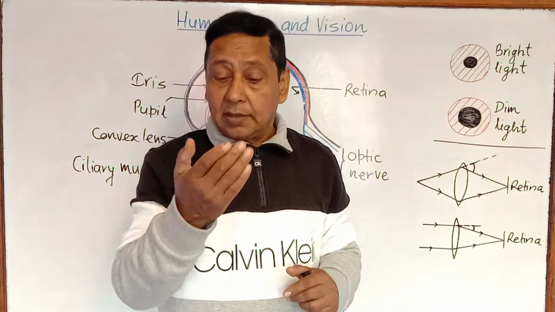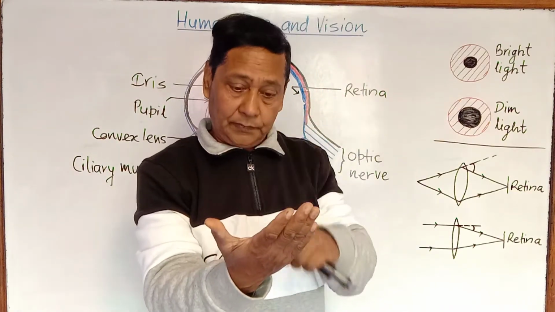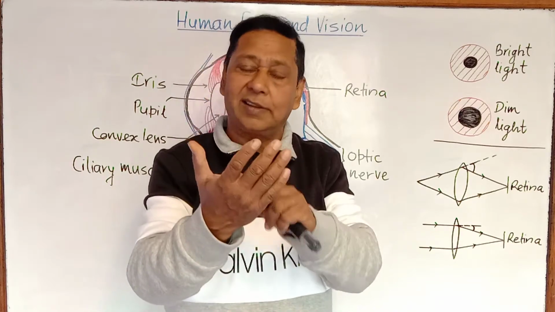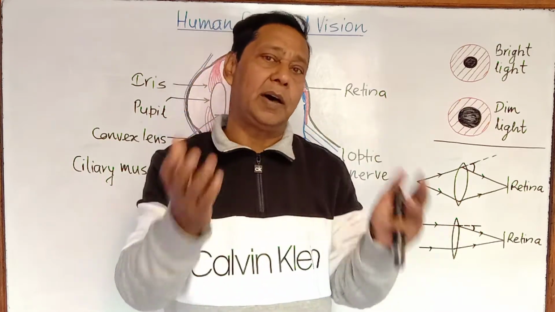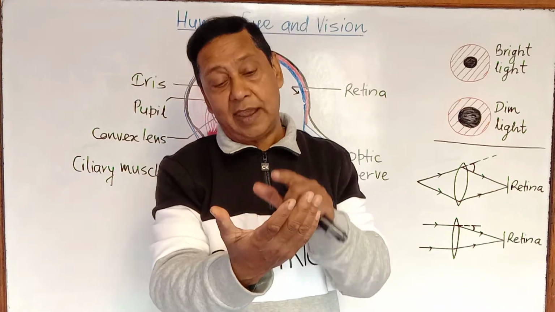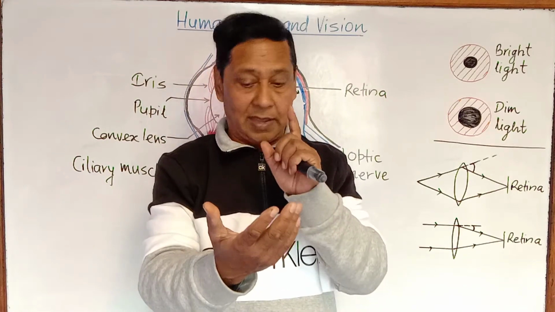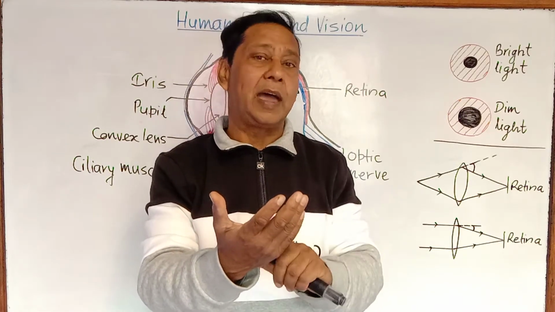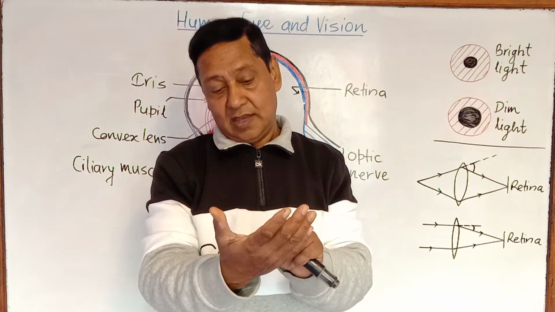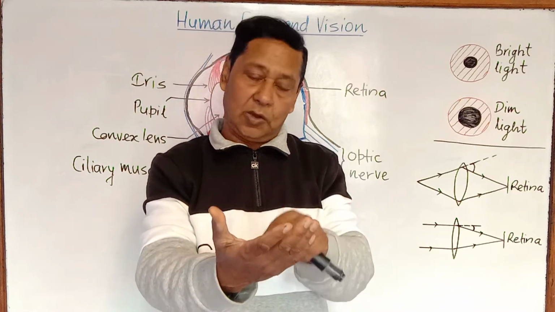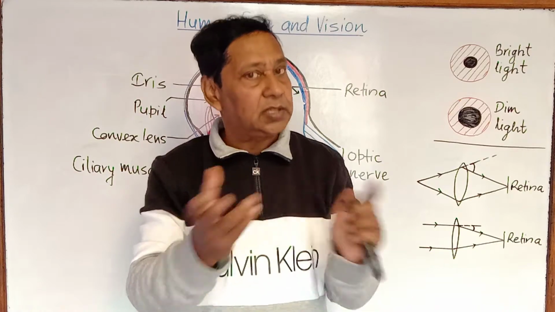Near point means the nearest point from our eye at which an object can be seen clearly is called the near point of our eye, and it lies at a distance of 25 centimeters for a healthy eye. But if the eye has a certain defect, then it may be more than 25 centimeters or less than 25 centimeters. This is near point.